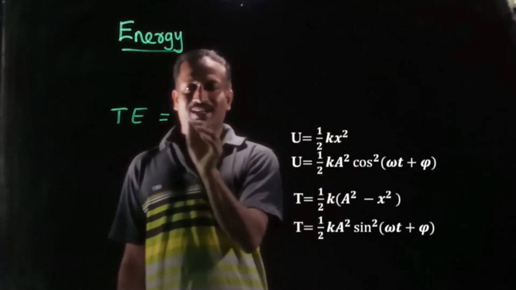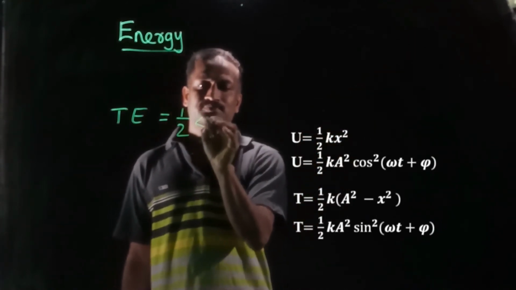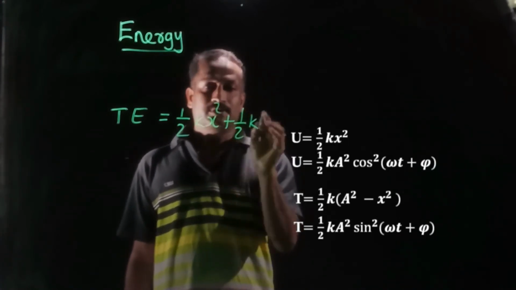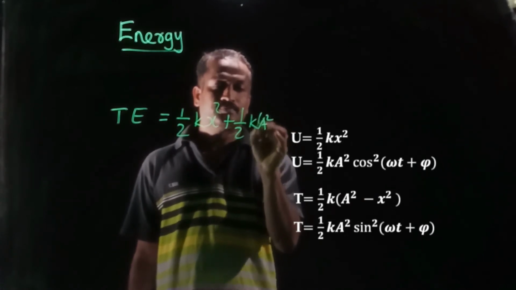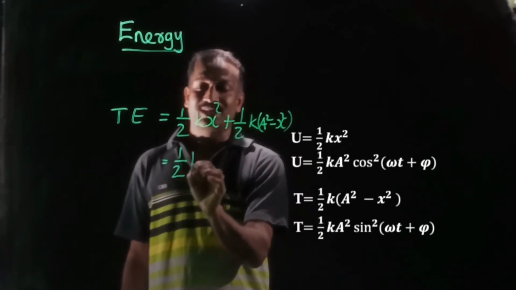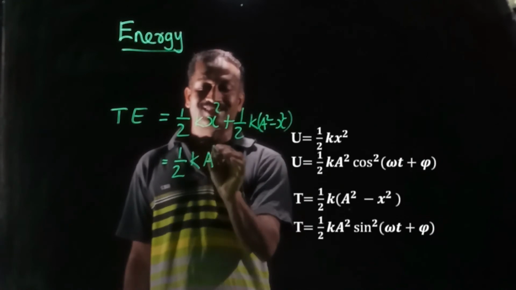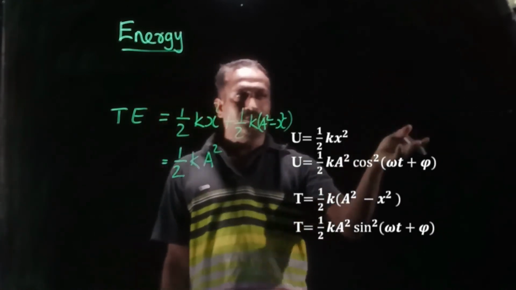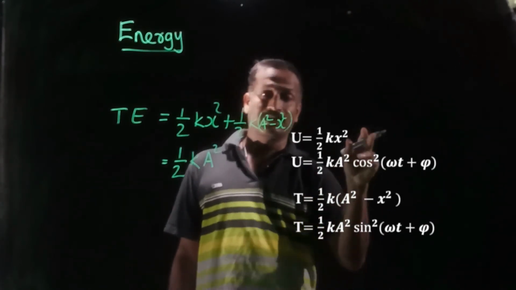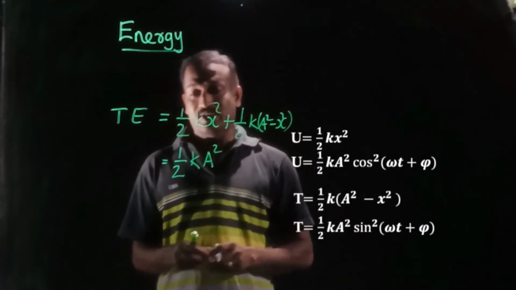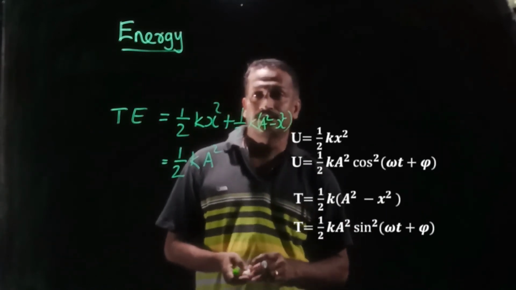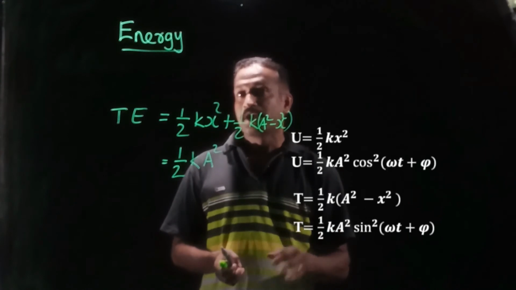In terms of position, it is half k x square plus half k into a square minus x square. And on adding, we get half k a square. That is, the total energy of the oscillator is independent of x, it is a constant. Or in terms of time, one is half k a square sine square omega t plus phi and the other is half k a square cos square omega t plus phi. On again finding the total energy, you get half k a square. The potential energy and the kinetic energy of the oscillator change with respect to position, but the total energy of the oscillator remains a constant.